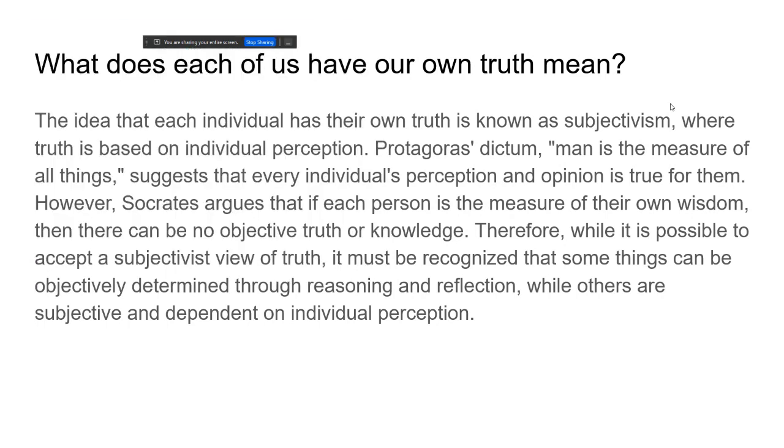The idea that each individual has their own truth is known as subjectivism, where truth is based on individual perception. Protagoras's dictum, man is the measure of all things, suggests that each individual's perception and opinion is true for them and only them. Socrates argues that if each person is the measure of their own wisdom, there can be no objective truth or knowledge. Nothing would be concrete. Therefore, it's possible to accept the subjectivist view of truth, but you also have to recognize that some things have to be objectively determined using reasoning and reflection, and others are just subjective, dependent on individual perception, and always will be.